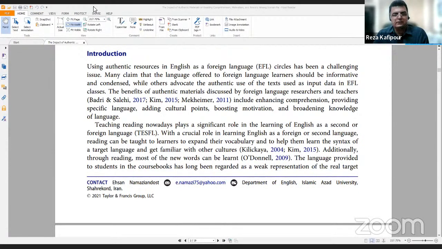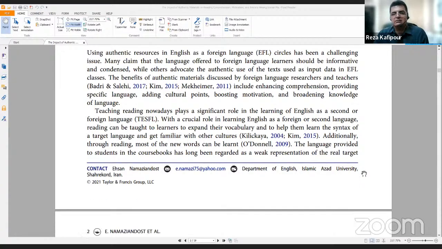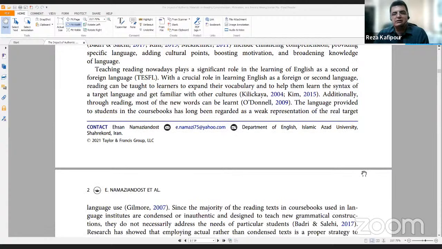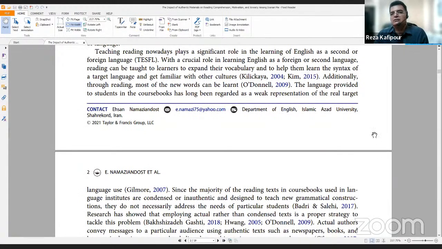Okay, for example, consider the last sentence in the second paragraph before going to the next page. Here it says the language provided to students in the course books has long been regarded as a weak representation of the real target. So it is talking about somehow the current condition or the current situation. Let's go to the next page.